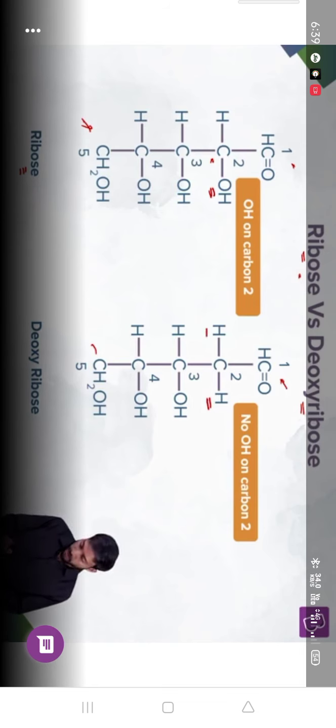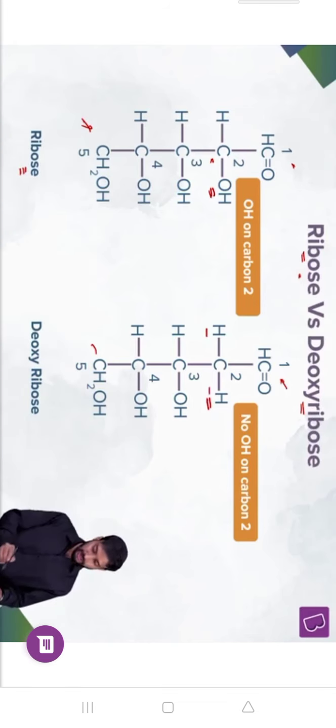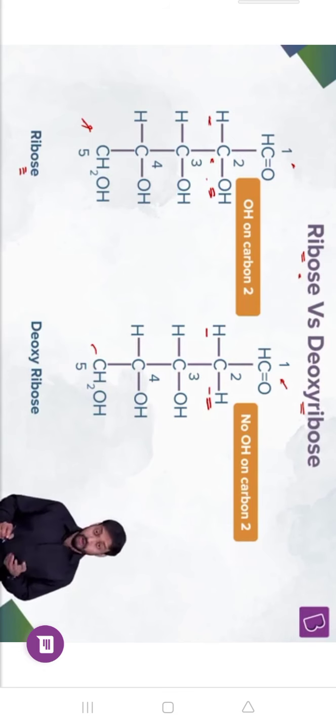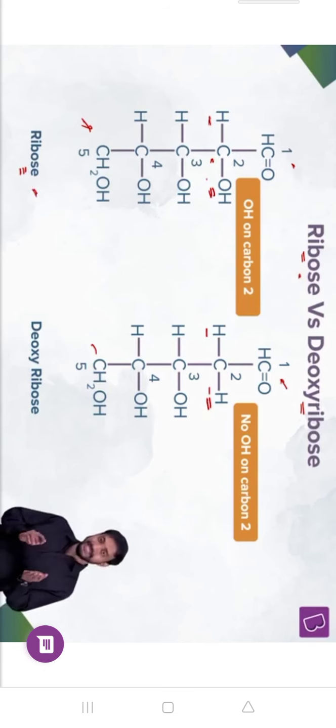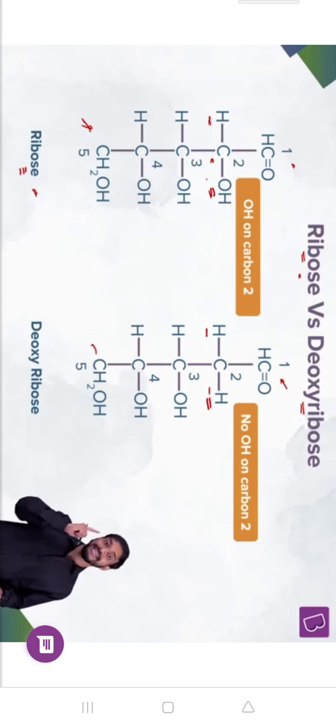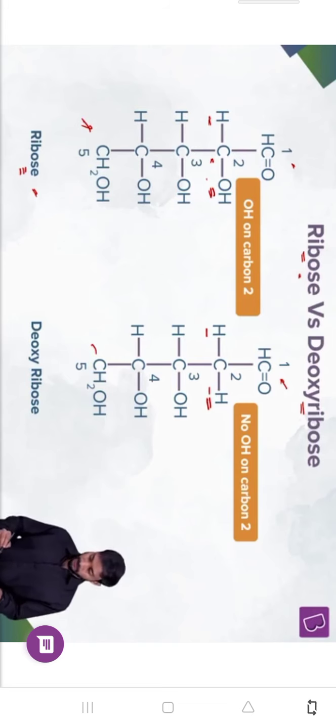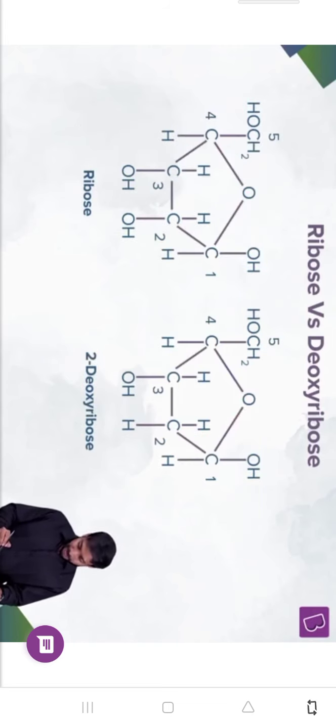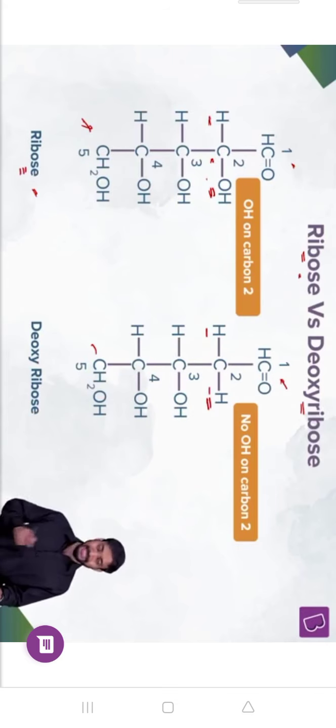It's bonded to H and H. Here it's bonded to H and OH. That's the difference between the ribose and the deoxyribose. Got the difference? And that you have to remember is at the second carbon. Second carbon. Fine? You know, this was a linear representation.